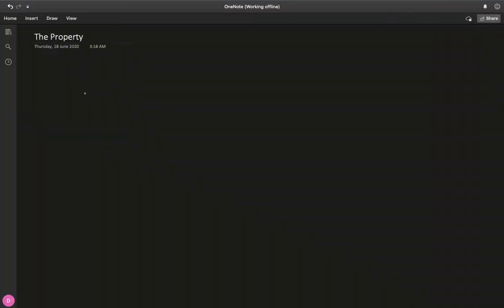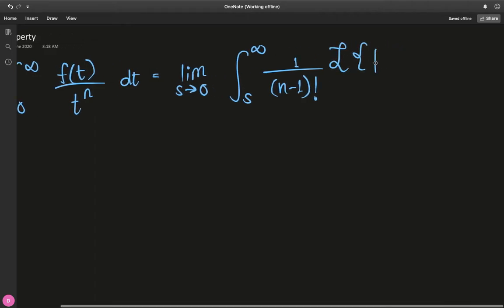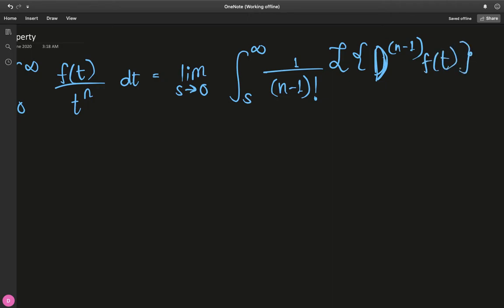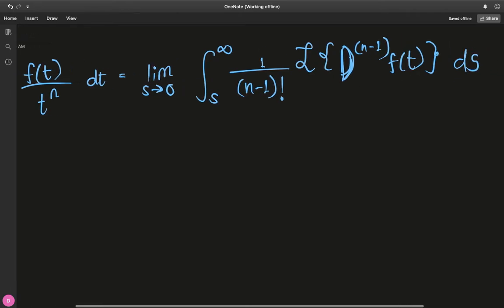So the general property that I want to talk about in this video is basically the integral from 0 to infinity of, say, a function of a variable, say t, divided by t to the nth power dt, where n is any integer, is equal to the limit as s tends to 0 of the integral from s to infinity of 1 over n minus 1 factorial times the Laplace transform of the n minus 1th derivative with respect to t naturally of f of t, and integrated with respect to s, because now we are assuming that this Laplace transform is with respect to s, so the output function that you will get will be a function of s. That's why we have a ds here.